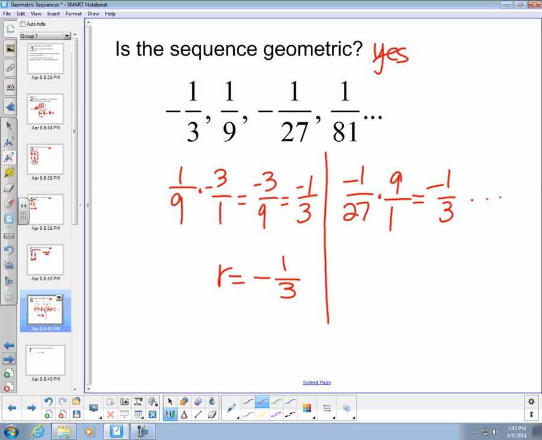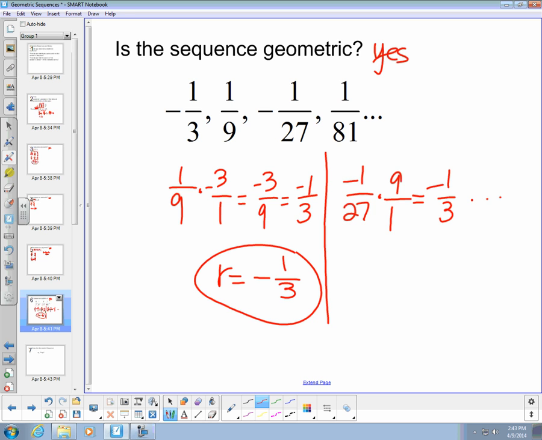And my common ratio is -1/3. Notice my terms are getting smaller as I go on, which again tells me my R should be less than 1, and this time it is. The negative makes your terms alternate in sign.